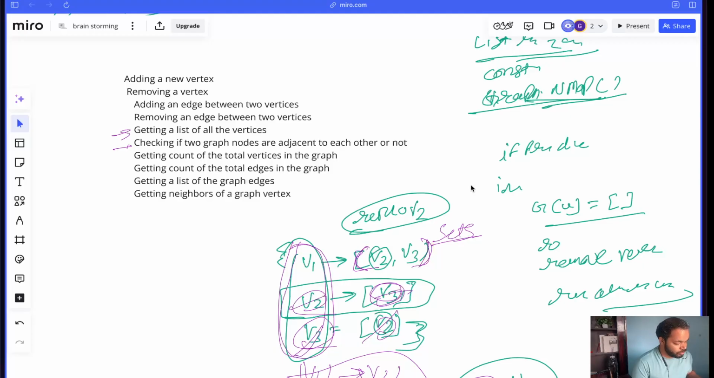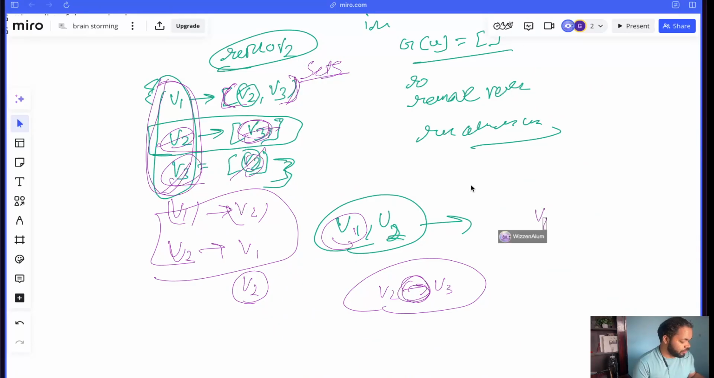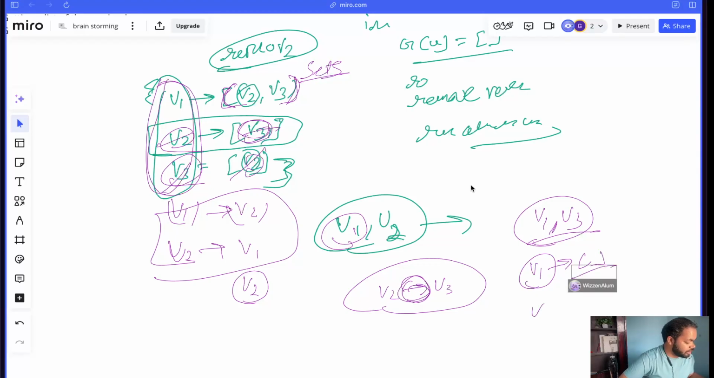Getting if two graph nodes are adjacent to each other or not. If it provides us v1 and v3 and wants to check whether they are adjacent or not, then what we will do is check whether v3 exists in v1's neighbors, or v1 exists in v3's. If they are present in the edges, that means they are adjacent nodes, that means it is a neighbor.